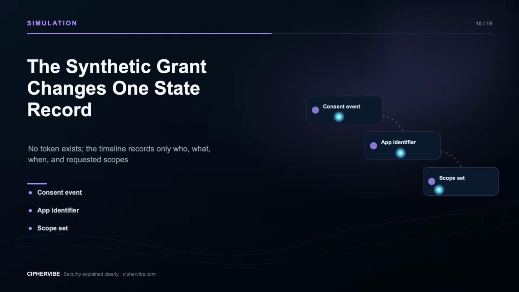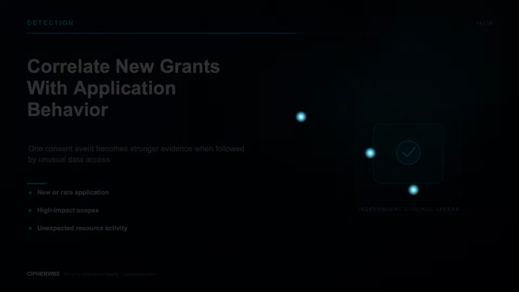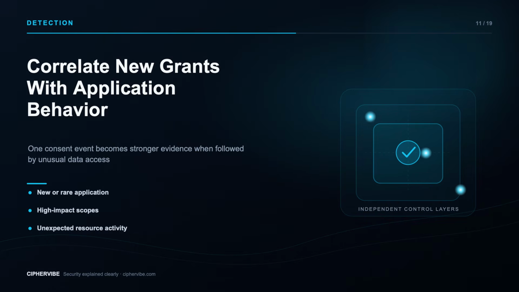To model the defensive consequence, the simulator records a grant event for Morgan, Northstar Notes, and 3 training scopes. No secret is issued. The audit record includes user, application identifier, publisher state, requested permissions, consent type, time, source channel, and correlation identifier. Defenders should alert on new or rare applications, unverified publishers, high-impact delegated permissions, consent from privileged users, bursts of grants, and activity inconsistent with the app's purpose.